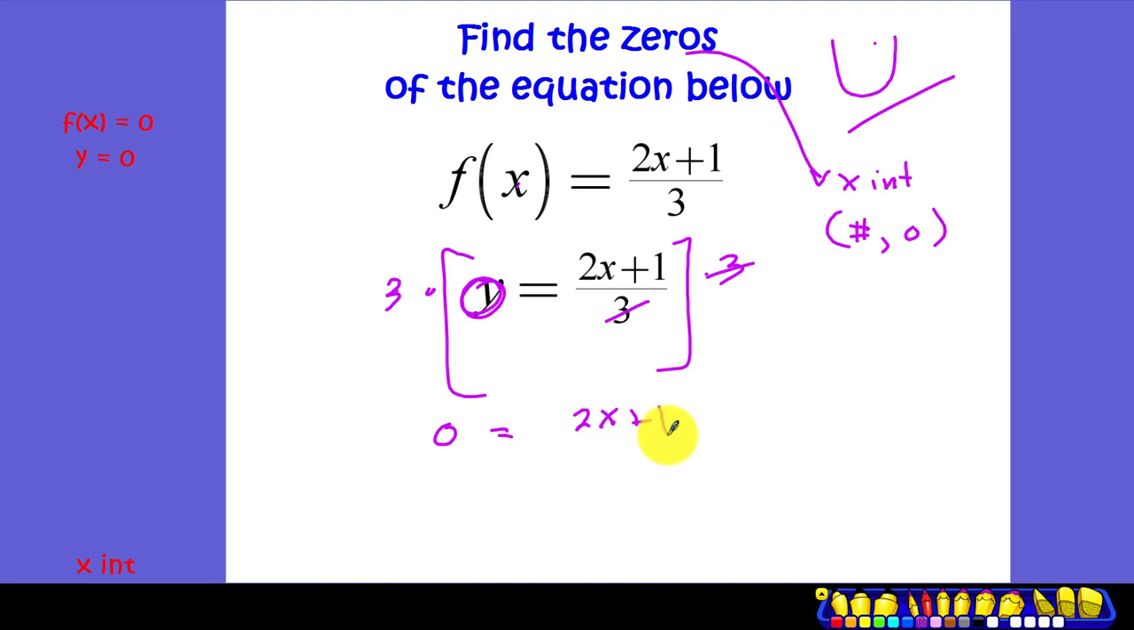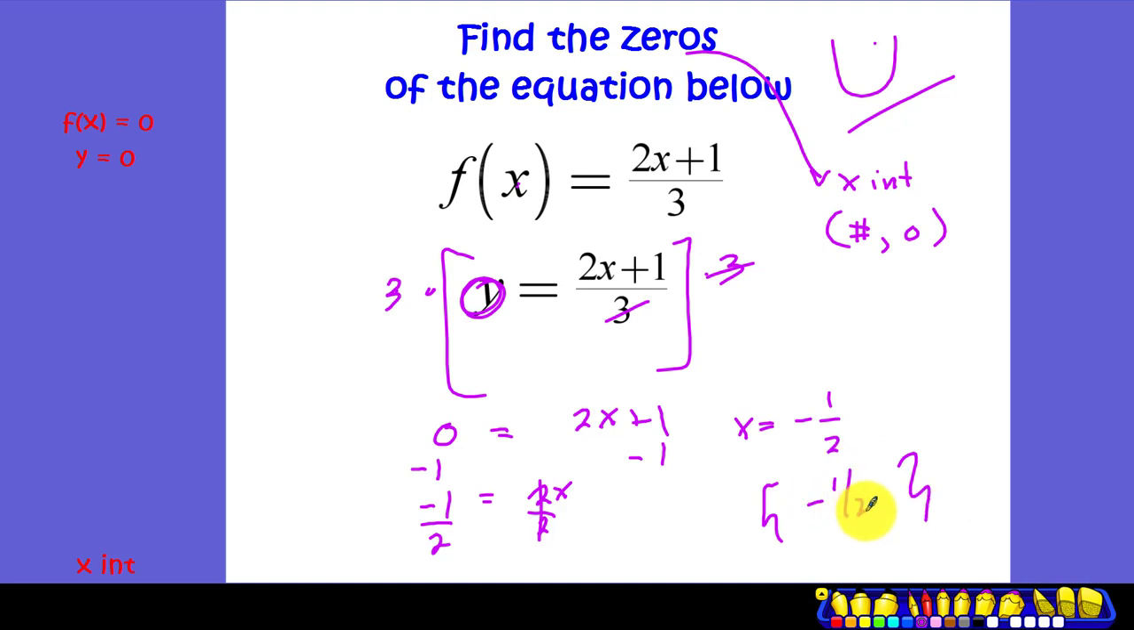So we have 2 more steps. Minus 1. Very good. 0 minus 1 is negative 1. One more step, and then we're done. Divided by 2. So your x is equal to negative 1/2. So we only have one solution or one x-intercept because we have a line. Remember, if you have a line, it will only touch the x-axis once.